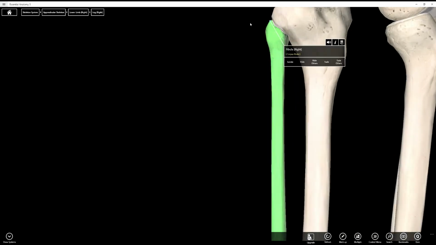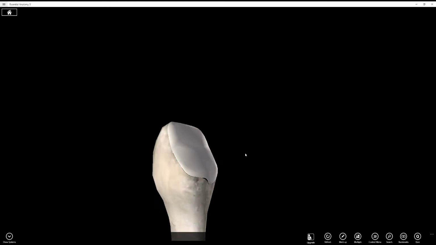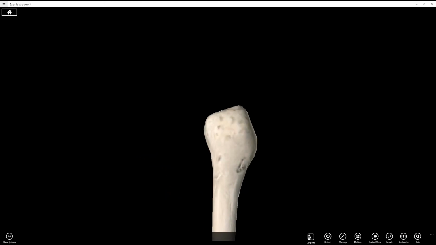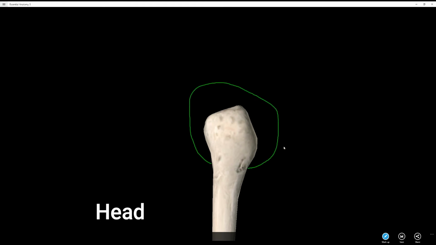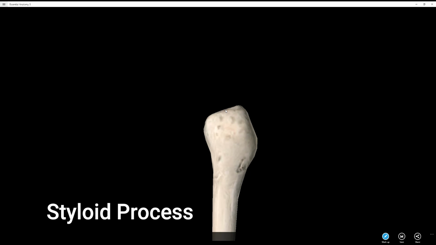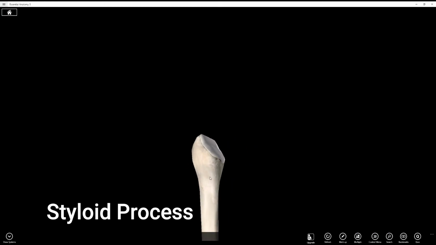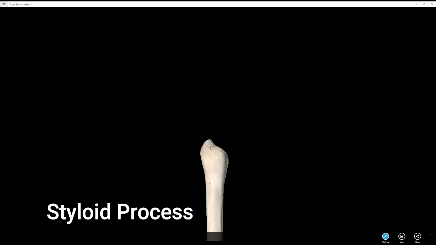So let's take a look at the proximal end. Here it is. So this entire area here is called the head of the fibula. It doesn't have condyles like the tibia or the femur. It just has a head. Now there's a little point to this head here, and that is called the styloid process. Styloid process. You can take a few different views. You can see it's pretty pronounced right here. This top piece is the styloid process.